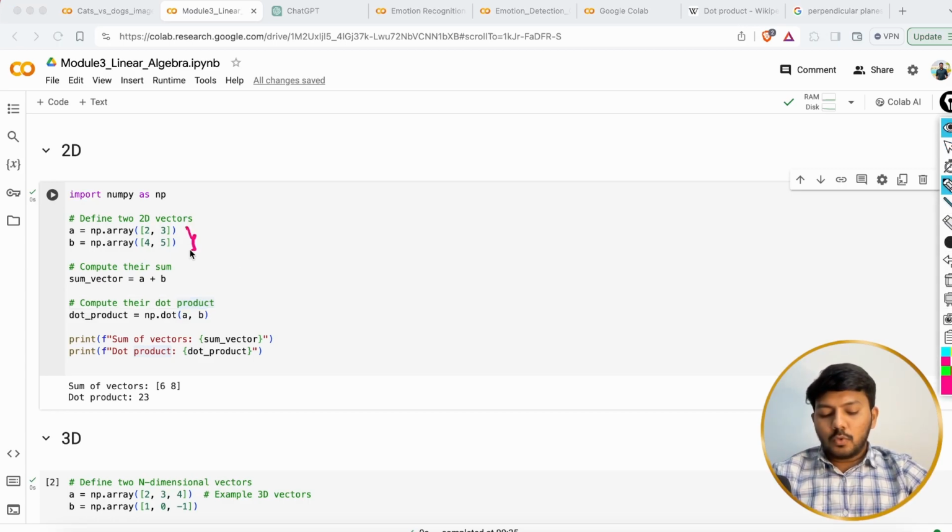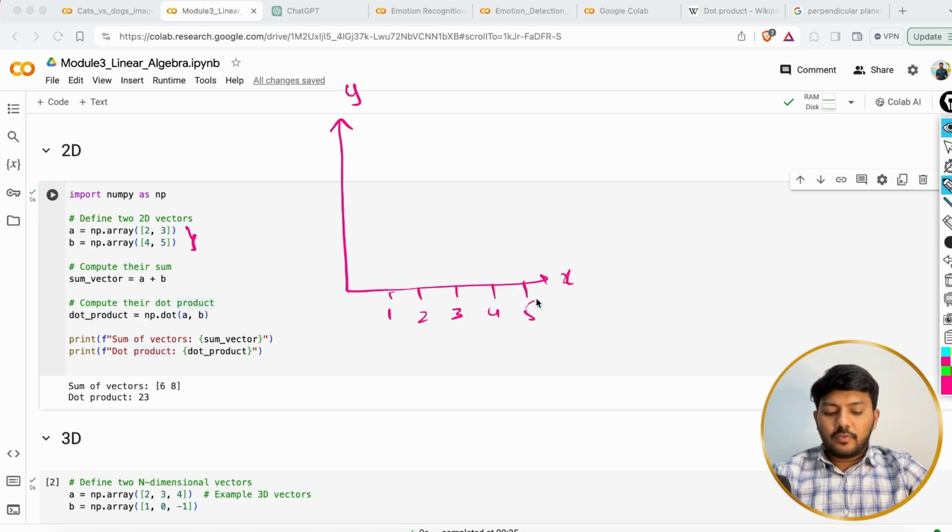So I have two 2D points. I have the x-axis and y-axis, with 1 2 3 4 and 5 on each. I have the point 2 comma 3, which would be something like this, and I have the point 4 comma 5, which would be something like this. So this is P1 and P2, and we will call them A and B in this scenario.